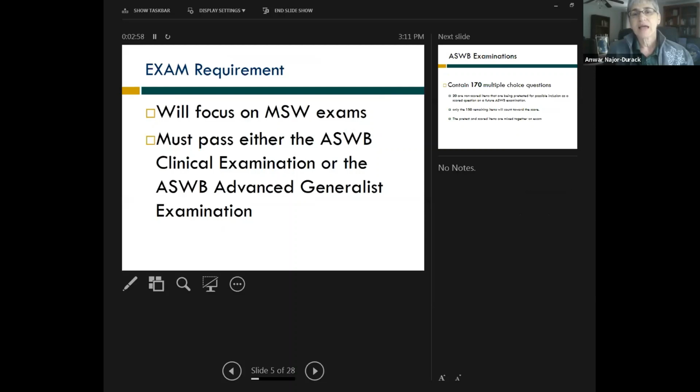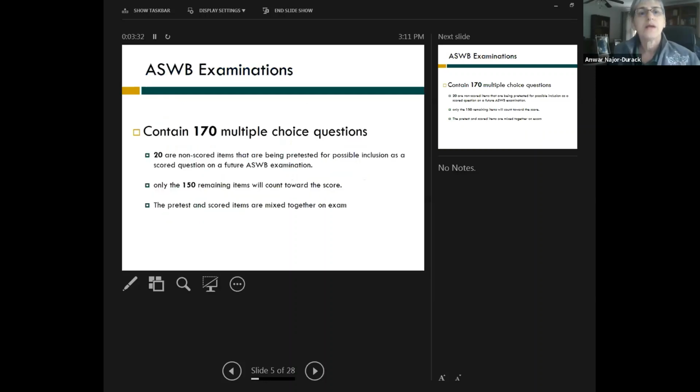Although ASWB provides bachelor's as well as master's exams, this presentation will focus on the MSW exams. You have to pass either the clinical exam or the advanced generalist exam, depending on which license you're applying for in the state of Michigan. Michigan allows you to apply for your LMSW clinical or LMSW macro. So obviously for the clinical, you'd be taking the clinical exam. If you apply for the macro license designation, then you'd be taking the advanced generalist exam.